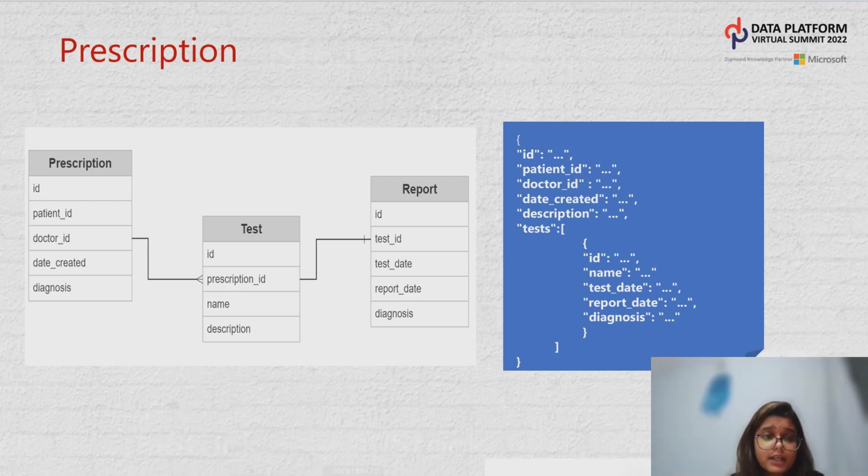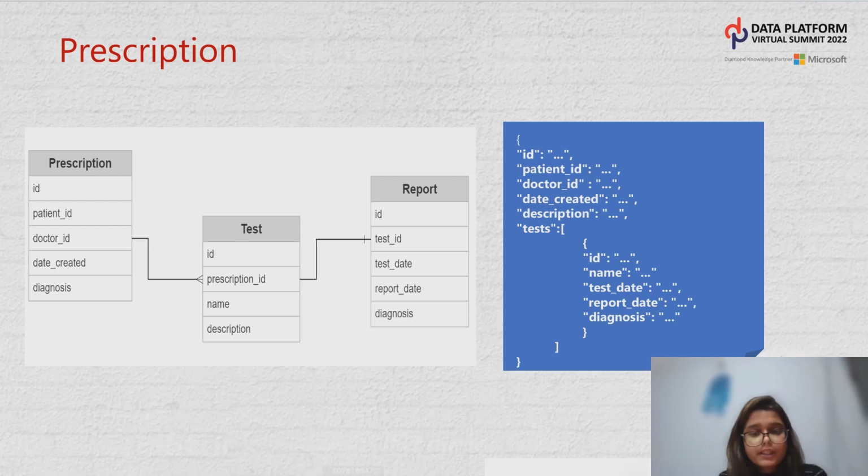Looking at the relationship between prescription and test and report, prescription has multiple tests, but if you look closely, any prescription can have only a few number of tests. So in worst case scenario, we can have at most like 10 tests defined for a particular prescription. So we can fairly assume that a test and report can be embedded within the prescription document.